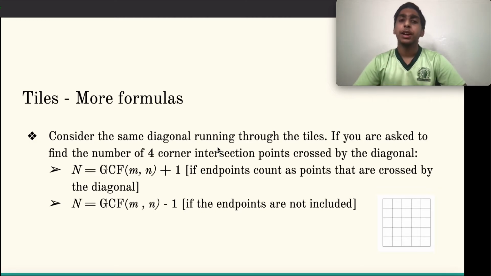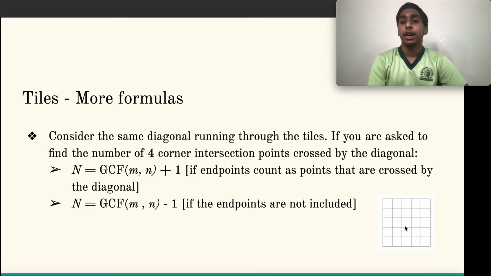If you're asked to find the number of four-corner intersection points crossed by the diagonal, N is equal to the GCF of m and n plus 1, if the endpoints count as points that are crossed by the diagonal, or N is equal to the GCF of m and n minus 1, if the endpoints are not included.